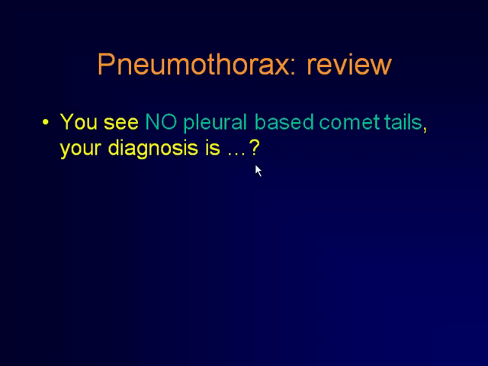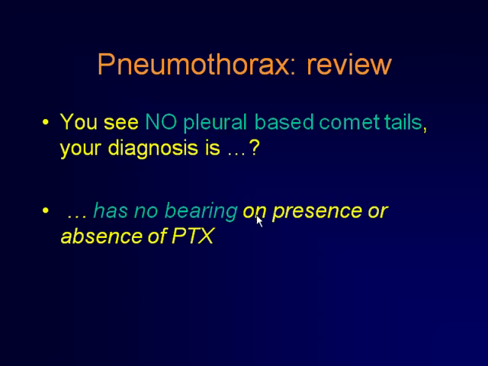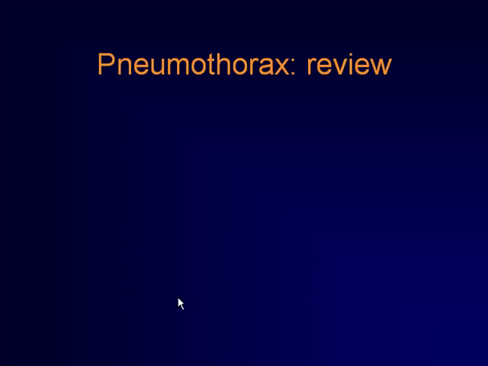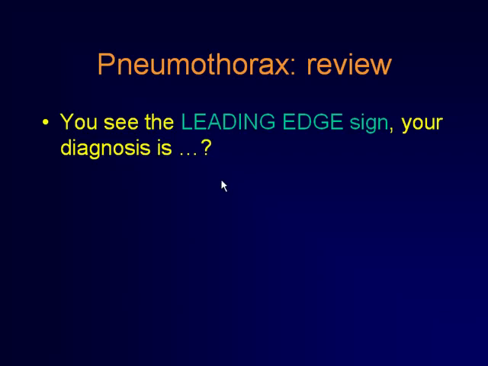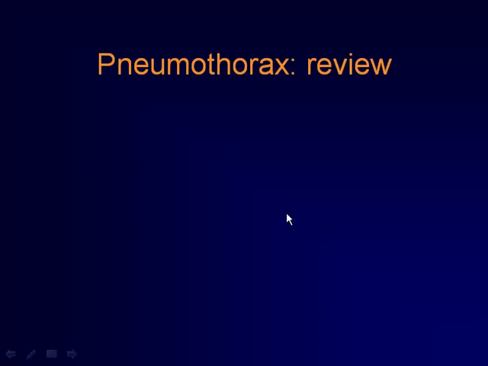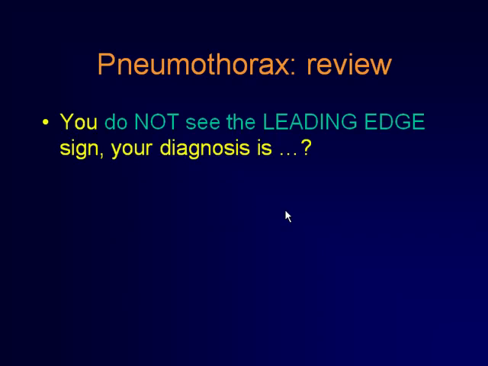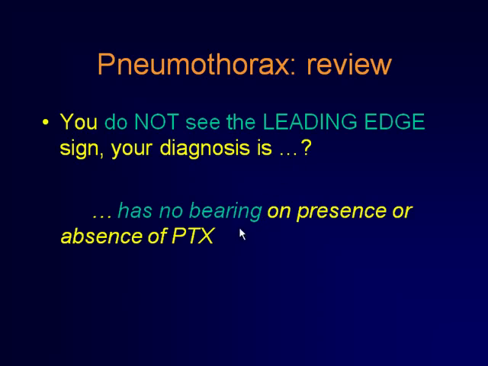And once again, if no pleural-based comet tail artifacts are seen, the diagnosis is indeterminate, has no bearing on the presence or absence of pneumothorax, and it's necessary to look for pleural sliding over the rest of the thoracic cavity. Obviously, if a leading edge is seen, the diagnosis is pneumothorax. Conversely, if one does not see a leading edge, that really has no bearing on the presence or absence of pneumothorax, and the rest of the exam should proceed looking for pleural sliding.